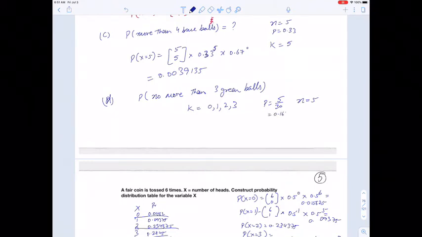So P is 0.1667. I'm not going to do this math, but probability X is equal to 0 plus probability X is equal to 1 plus probability X is equal to 2 plus probability X is equal to 3. Or you could do 4 and 5 and then subtract that from 1. So do this, and that would be your answer.